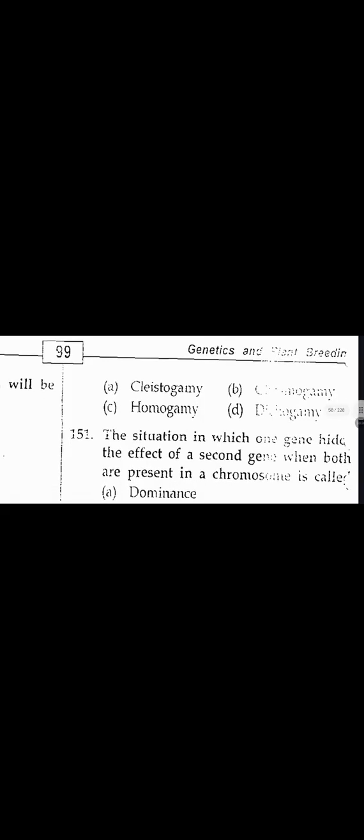Question number 148. The individual with the gametic chromosome number is, we all know, haploid. Question number 149. The individuals with the second chromosome are commonly known as option B, aneuploidy. Question number 150. Pollination and fertilization in an unopened flower bud is the situation called cleistogamy.